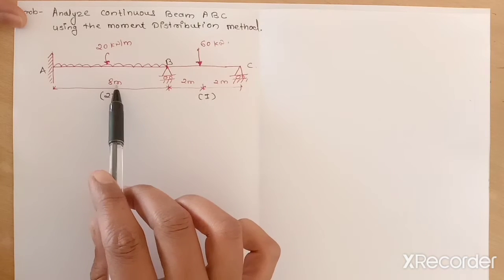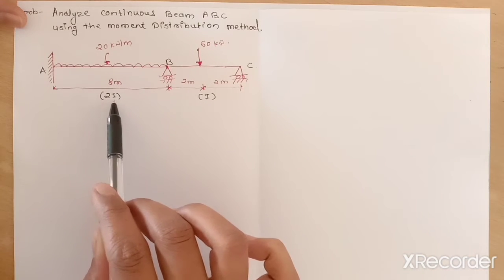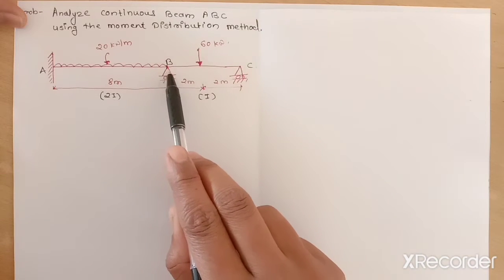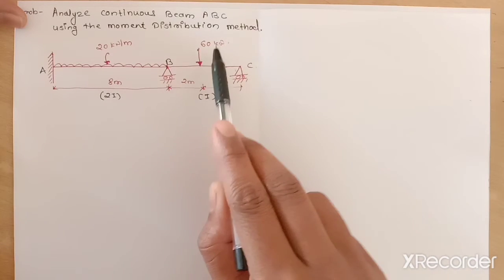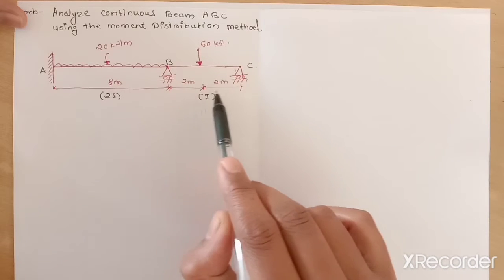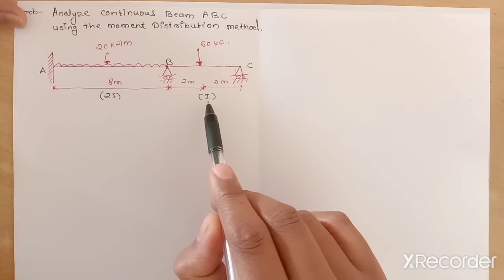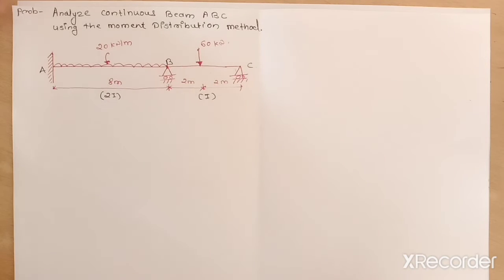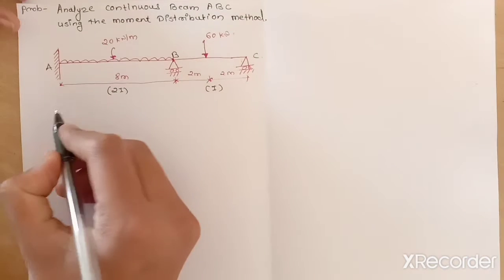Its span is 6 meter and inertia is 2I. Then over member BC, a 60 kN point load acts. Its total span is 4 meter and inertia is only I. So let's start the solution.